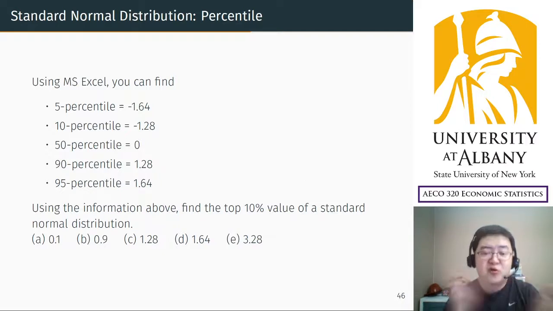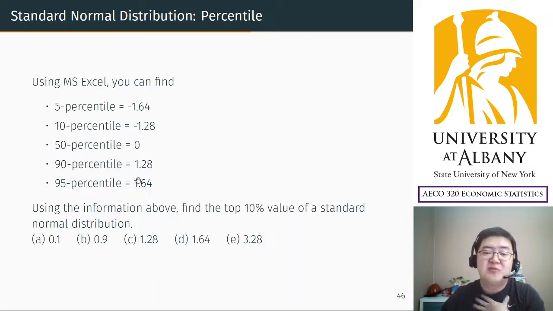Before doing this, watch the Excel demonstration video, and from there you can find the value of the percentiles at any probability you want. And I chose a few typical percentiles: 5 percentile, 10 percentile, 50 percentile, 90 percentile, and 95 percentile.